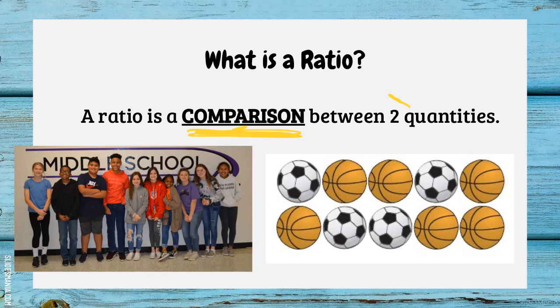So we could do a ratio of boys to girls or girls to boys. Okay, we could also do a ratio, for example, of the number of basketballs to the number of soccer balls. So those are examples of the different types of ratios. We are going to use these images over the next few slides to make sure we understand how to write the different types of ratios you will see.